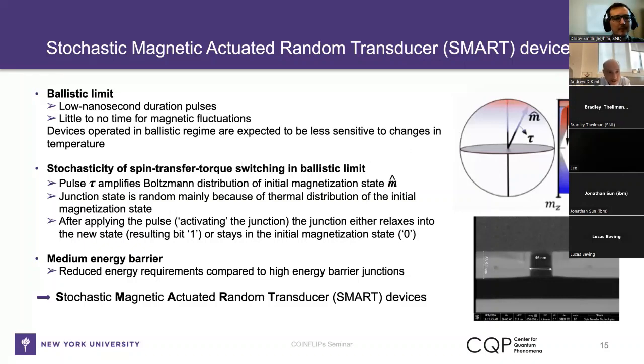So this is the picture, and this junction state is mainly random because of the thermal distribution of magnetic states, and we've also done more extensive modeling. And so we activate the junction. You could say it is like a coin flip, but we're starting the coin in a well-defined state. So it's like starting with heads and flipping and then reading. And we can reduce the energy barrier again because we don't need to have stable states. And we've distinguished this by the fact that it's activated.